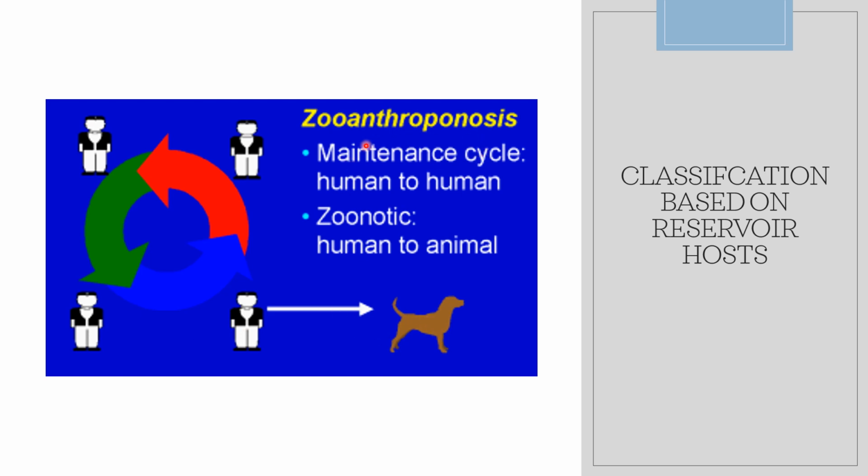The maintenance cycle for this disease occurs from human to human, and the zoonotic potential occurs from human to animals. Recent examples of zooanthroponosis include methicillin-resistant Staphylococcus aureus, influenza A virus, Cryptosporidium parvum, and Ascaris lumbricoides. These diseases are present in humans, and they can be transmitted to animals, and they are called zooanthroponosis.